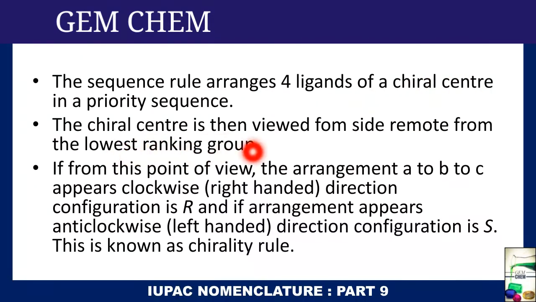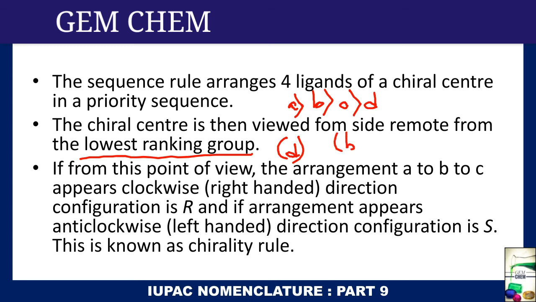Now the chiral center is viewed from the side remote from the lowest ranking group. After getting the priority sequence, we mark it as A, B, C, D, and D is the least priority group. So we have to place this lowest ranking group, D, away from us. That is, when we see the structure, we should keep the lowest priority group away from our side, basically below the plane. We have to keep in mind that the lowest priority group should be below the plane, whether it is a Fischer projection or a flying wedge projection.